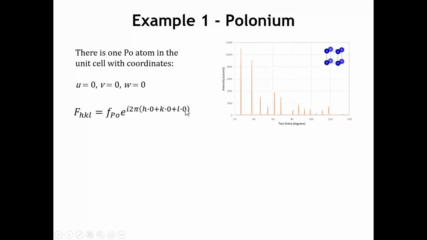But u, v, and w are 0, so the term in the exponential goes to 0, and we end up with the form factor of polonium times e to the 0, and e to the 0 is 1, so that's just the form factor of polonium. And in our intensity equation, we're going to square the structure factor, and so just as I promised, all of the peaks have the same structure factor, and it's given by this number. Now, of course, the atomic form factor of polonium does drop off as we go to higher angles, but the structure factor itself doesn't change.